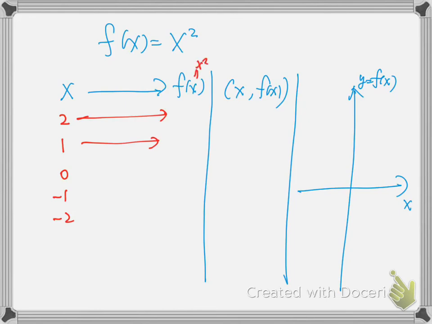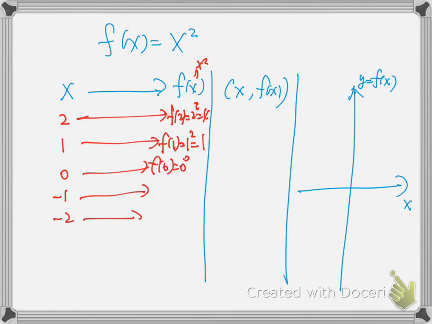So f of x is x squared. We just square everything. So f of 2 is 2 squared, which is 4. F of 1 is 1 squared, 1. F of 0 is 0 squared, which is 0. F of negative 1 is negative 1 squared, which is 1. F of negative 2 is negative 2 squared, which is 4. For any function, we can use this idea to graph it. Choose 5 inputs, get 5 outputs, and then we put input and output together to make a point.